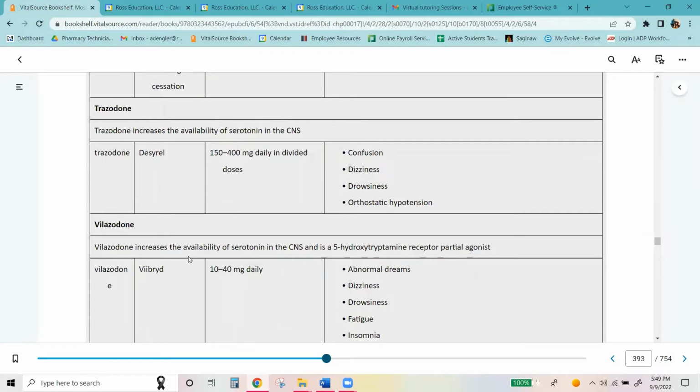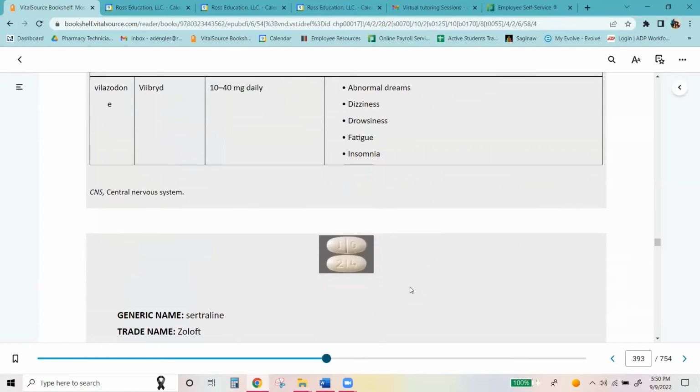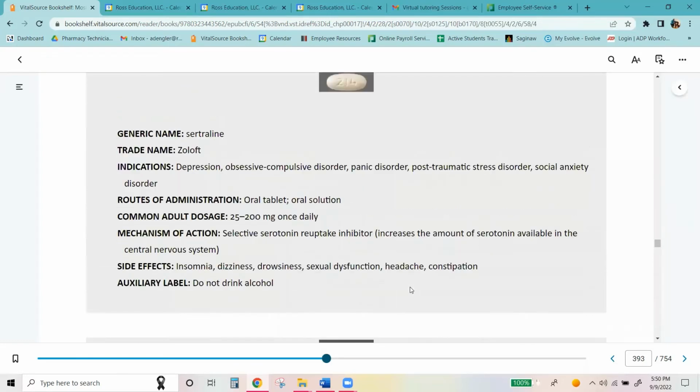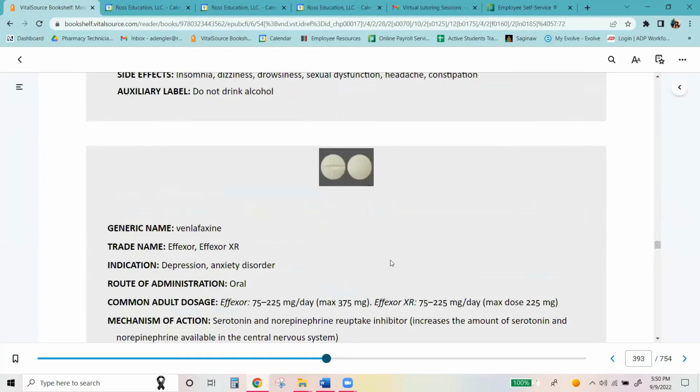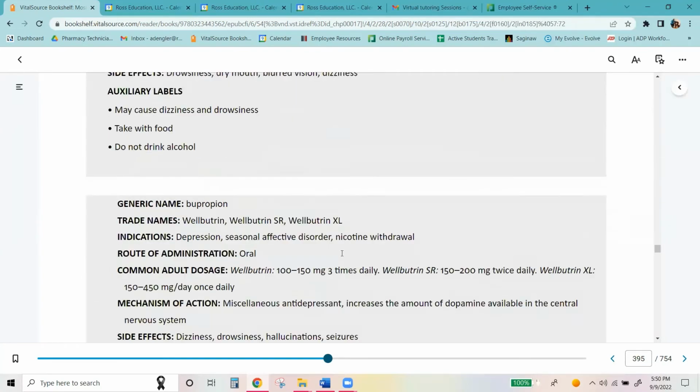Vilazodone increases the availability of serotonin in the CNS and is a 5-hydroxytryptamine receptor partial agonist. In here, just list some examples of those medications that we've previously talked about.